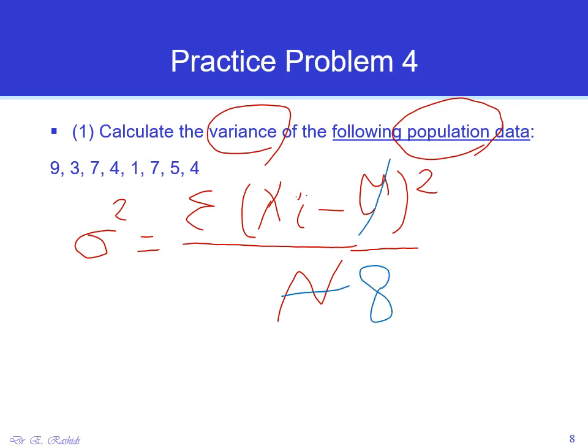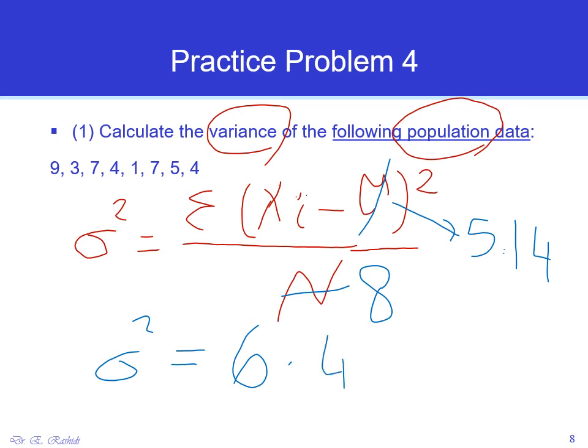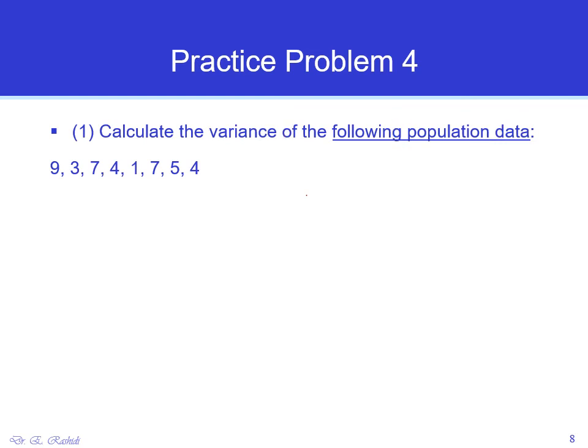And mu here, the average, is 5.14, only two decimals. If you compute this, the variance sigma squared would become 6.408, three decimals, if you want to go with three decimals. All right, let me get rid of this and then we work on another example.